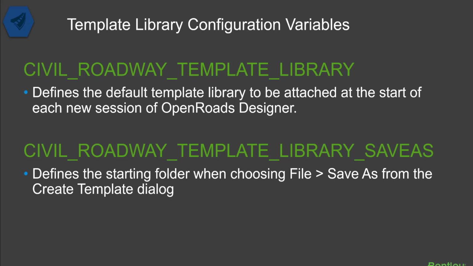This video will describe the configuration variables related to the template library. Here we see the two variables. The first one, civil roadway template library, defines the template library that is attached at the beginning of each new ORD session. The second one, civil roadway template library save as, defines the starting folder when you choose File, Save As from the Create Template dialog.